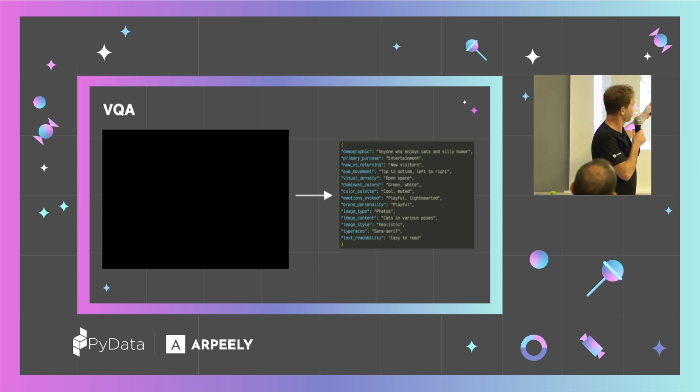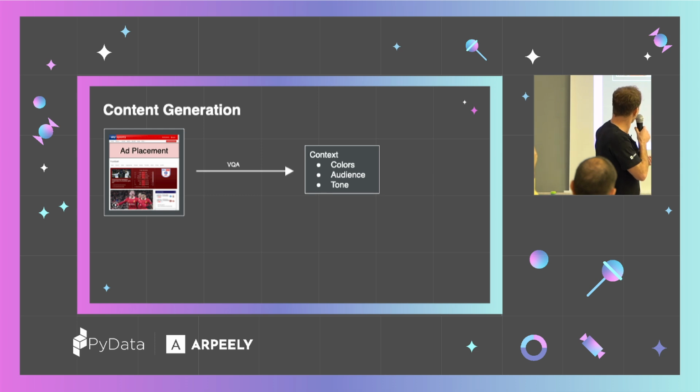Oh, there we go. This is a website called Bouncing Cats, okay? And when you put it into the VQA and you ask it a question, it can tell you the primary colors are green and white. There's a lot of open space. The demographics is people who like silly cats and humor. Or actually, that's backwards: cats and silly humor, which is great because I can figure out what kind of ads I should be showing. So, take a picture, ask questions, get context.